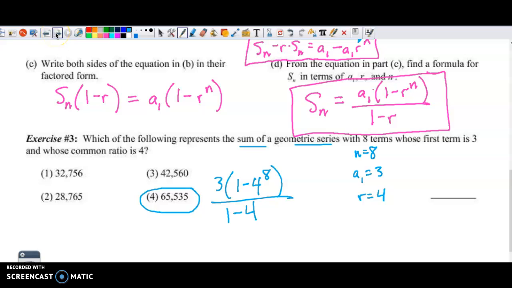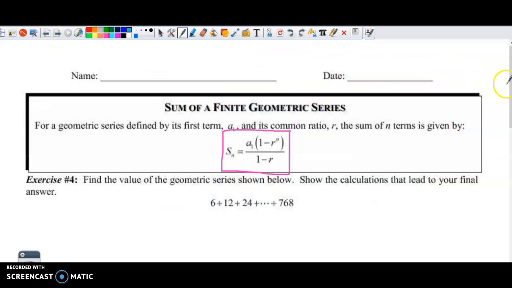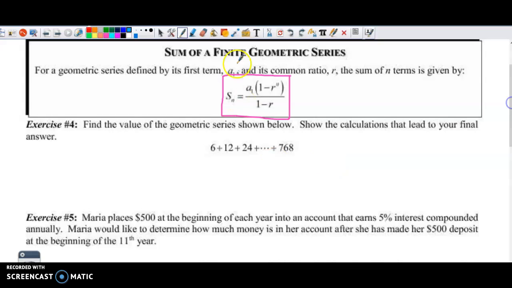So I'm not trying to rush through these notes, but I think I can do at least exercise 4, and then I'll save the rest of this for the video. So again, second video, you might want to star this formula, put a box around it, write it down, and go from there. Just make sure you understand that a sub 1 is the first term. The common ratio you might need to find, like in this one, you need to figure out the common ratio in the problem is 2.